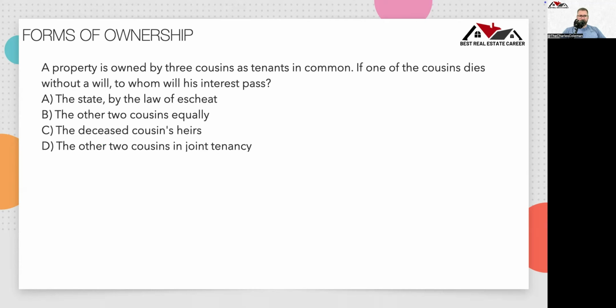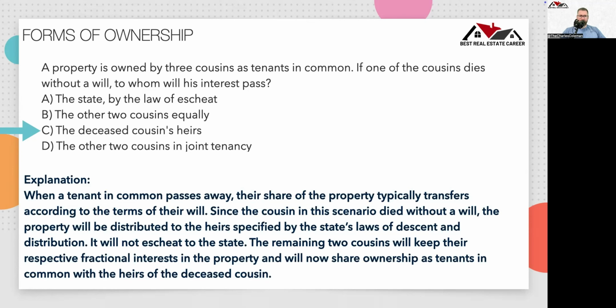A property is owned by 3 cousins as tenants in common. If one of the cousins dies without a will, to whom will his interest pass? The deceased cousin's heirs. When a tenant in common passes away, their share of the property typically transfers according to the terms of their will.